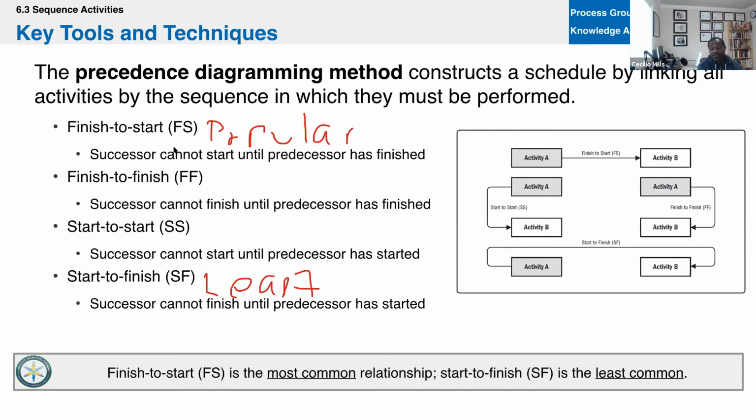And then your start to finish, activity B must start in order for activity A to finish, like that deal. That's sort of like, let's say you're a cop, working on a beat, or military on a post, or even a nurse in the ER, right? You don't get to leave until somebody else starts their shift. All right, so somebody else has to start in order for you to finish, right? And they sign up for that, they know that. So those are your four relationships: finish to start, most common; start to finish, least common.